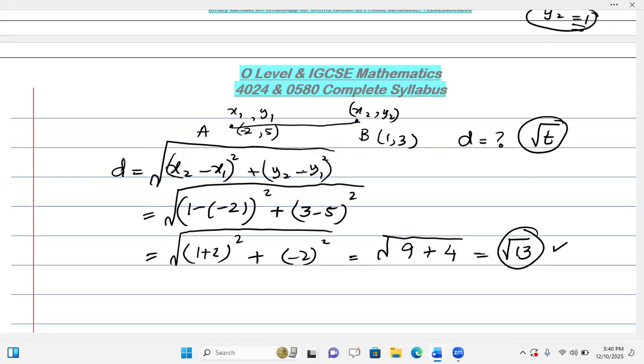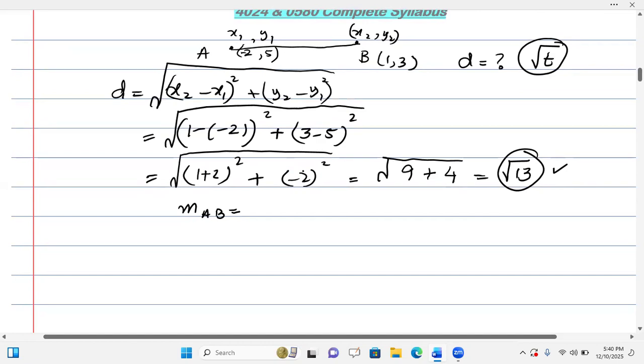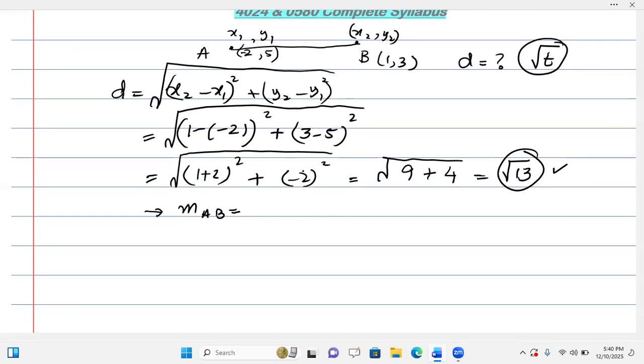Now he is saying find the equation of the line perpendicular to AB that passes through A. When I have to go for a perpendicular line, first I will find the gradient of line AB. Then I will use the perpendicular relation, and then take my point to form the equation. First of all, we go for the gradient of line AB: -2, 5 and 1, 3. Gradient formula is y2 minus y1 over x2 minus x1. This is the formula for gradient.